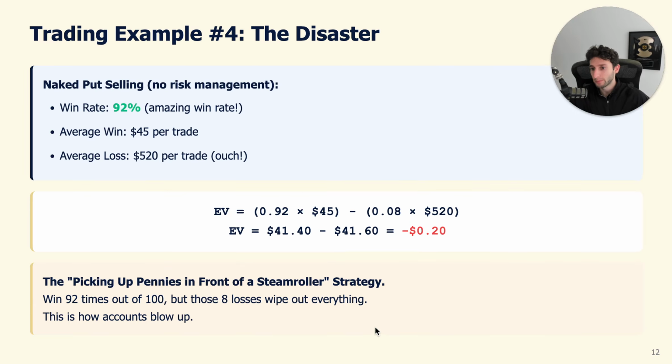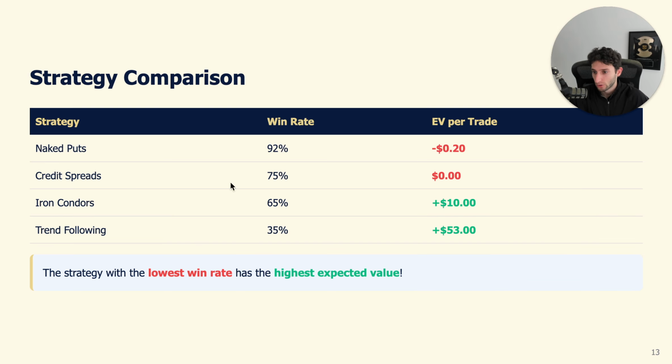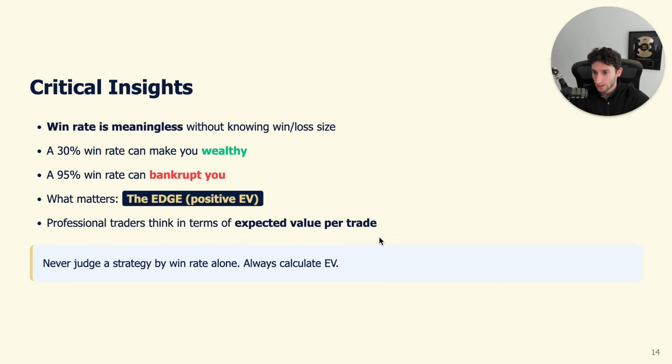We can go into some more examples here. There's even a naked put selling one with a 92% win rate with a low EV, and you're expected to lose money with a 92% win rate. Again, because your losers are much bigger than your winners. So what's really important to consider is the win rate that you're strategizing, but also mainly the EV per trade. Because win rate does not always correspond to how profitable you're going to be. And in fact, in these examples here, the lowest win rate had the highest EV, the highest chance of you making profits.